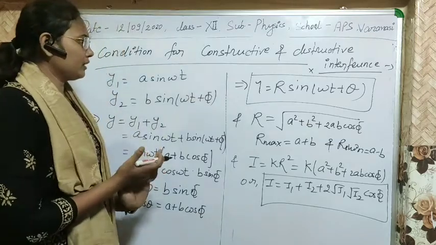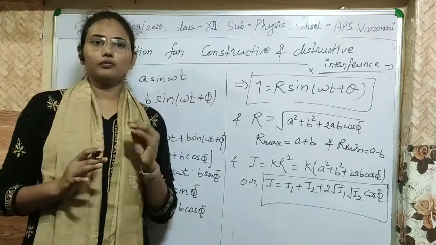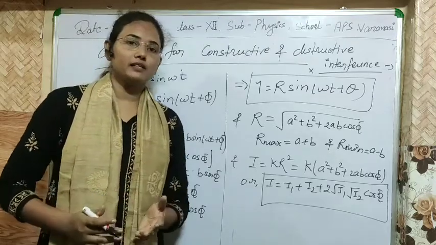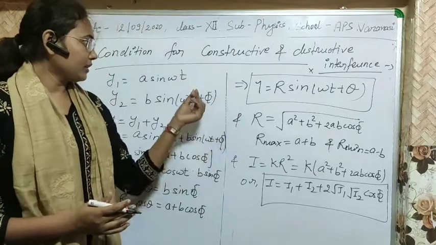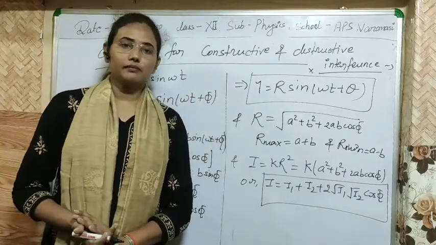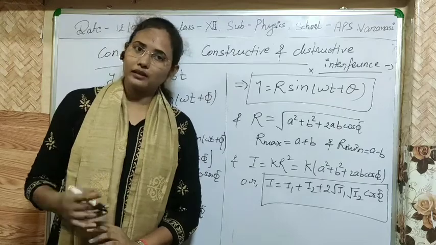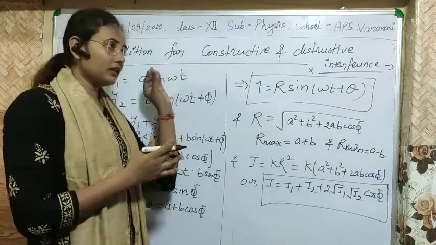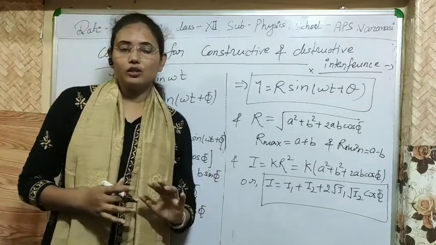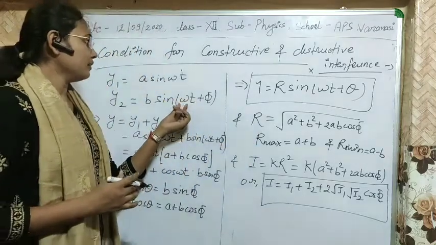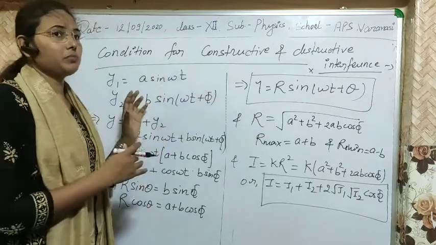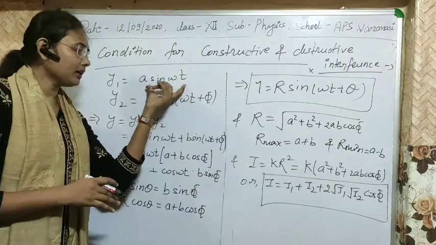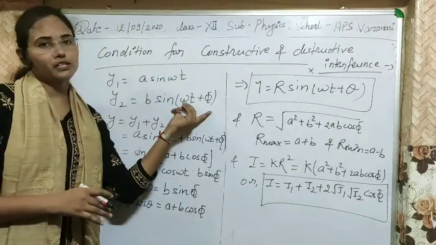So for the calculation, let's suppose there are two light waves traveling with a constant phase difference phi. That means one has phase 0 and the other has phase phi, so there will be a phase difference of phi between them, and their frequency is the same. So I take it as omega. We can write the equations of displacement of the individual light waves as y1 = a sin omega t, y2 = b sin(omega t + phi).